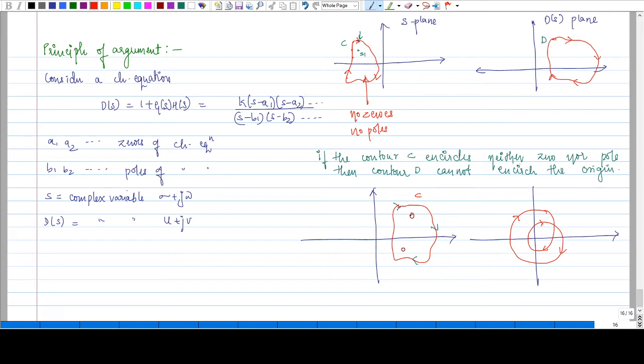So based on the number of zeros inside the closed contour, the contour in the D of S plane will encircle the origin that many times. This is the D of S plane, and this is the S plane. So the contour in the D of S plane will encircle the origin twice. If inside this you have three zeros, if you have one more zero, then you will have one more encirclement of the origin. So this is your rule number 2.